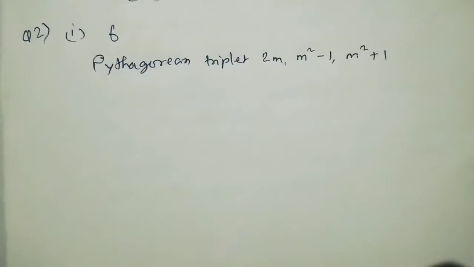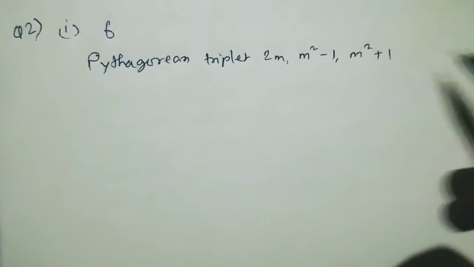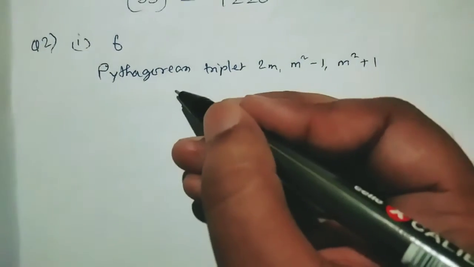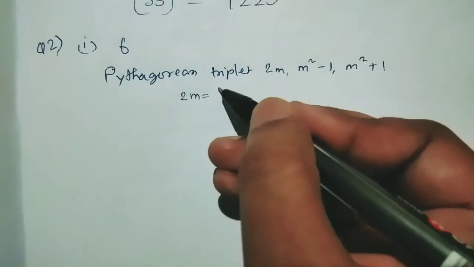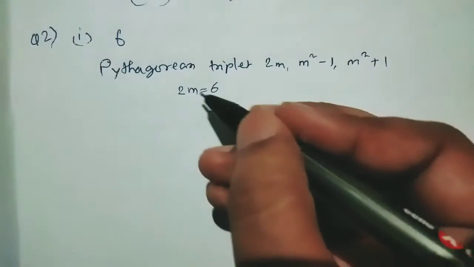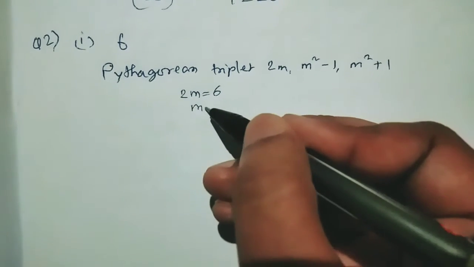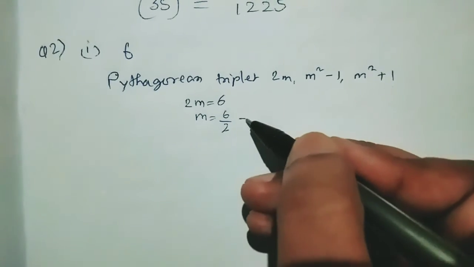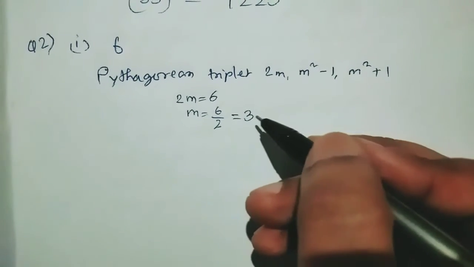Let's do it. So here Pythagorean triplet, the formula is 2m, m square minus 1, m square plus 1. So first of all you have to find the value of m. So how can you find it? You have to find out 2m equal to 6. So one number is given, 6. So you have to equalize this number and find the value of m. So m equal to what? M equal to 6 by 2. So value of m, what you got? Value of m is 3 now. So we got value of m 3.